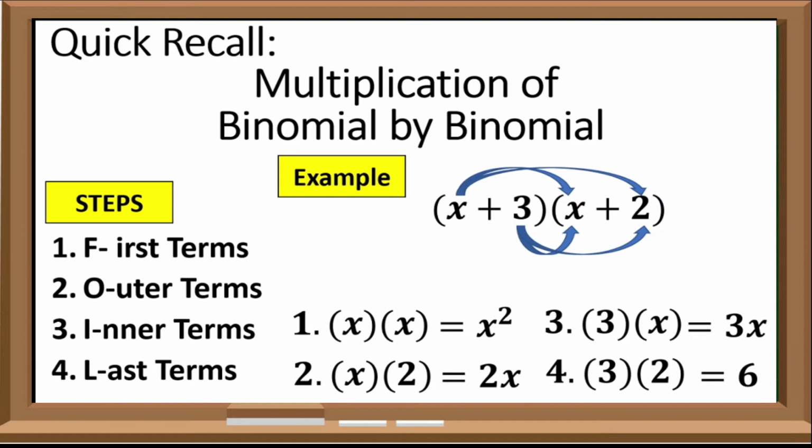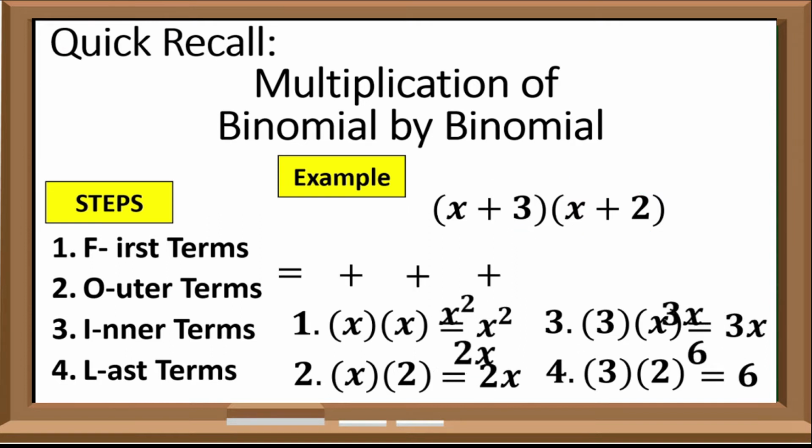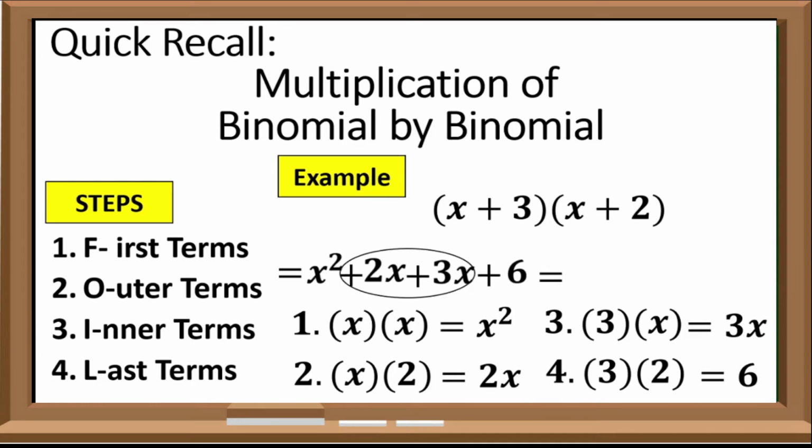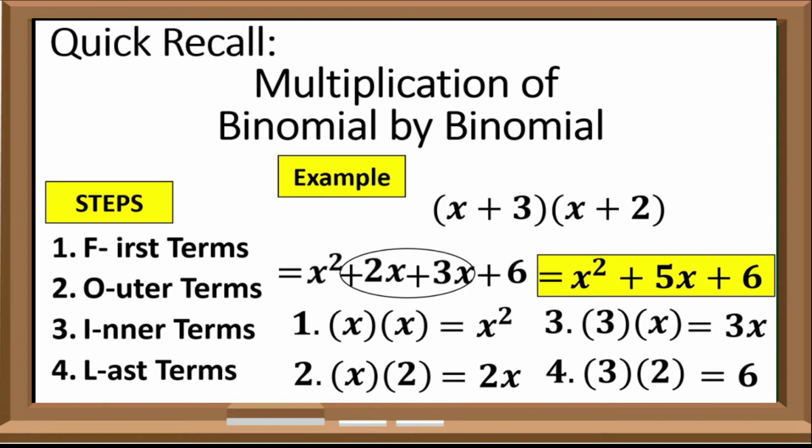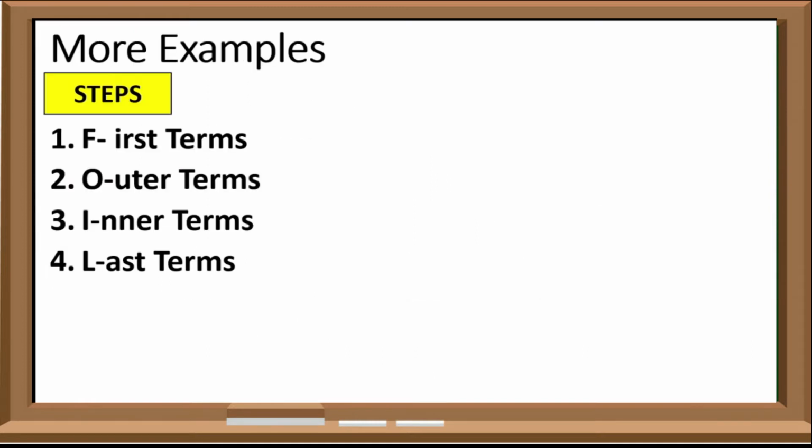So the product would be x squared plus 2x plus 3x plus 6. Since there are terms that are similar, we can still simplify. The final answer would be x squared plus 5x plus 6. Let us have more examples before we proceed to the main lesson.